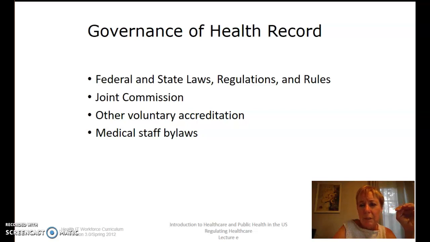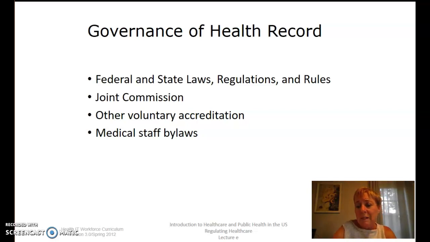If you recall, the Joint Commission is voluntary accreditation. They also speak to what has to be in the documentation of that record. The one thing we haven't talked about is medical staff bylaws. And bylaws provide direction for the completeness and maintenance of documentation in a health record. So when we get to the unit on hospitals and the workforce, we'll mention this. But bylaws for the medical staff are actually written by the medical staff. They follow the standards that have to be met for documentation in that record.